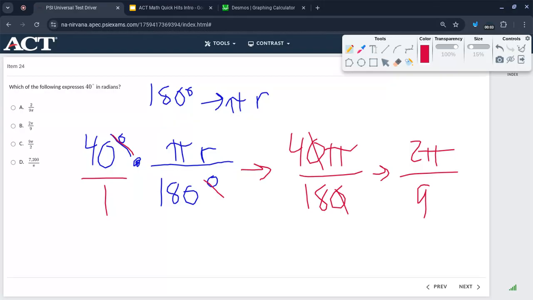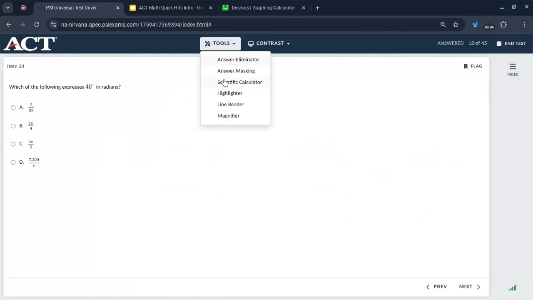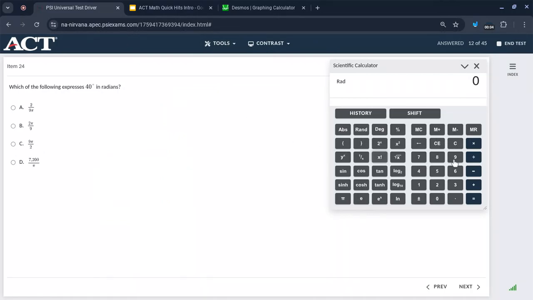All right, but let's say you're having a brain fart and reducing fractions isn't always your thing. Well, you could grab your calculator, either the Desmos or, since we've seen here that the Desmos isn't working yet, we could just use the scientific calculator. What do we have? We had 40 divided by 180, and that gives us 0.2222. It's 0.2222 pi. Again, our pi does need to be in the numerator.